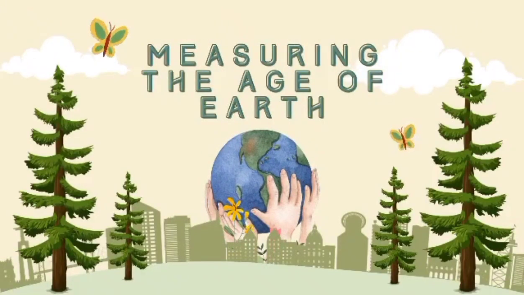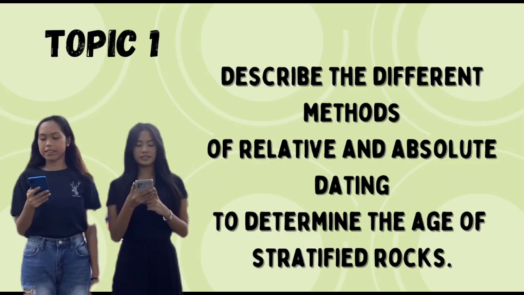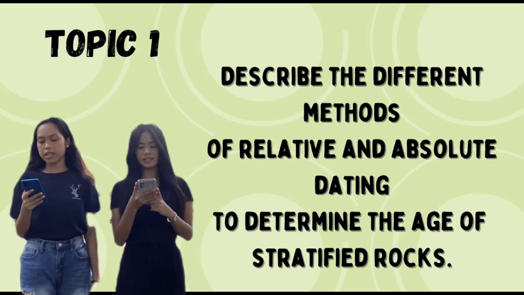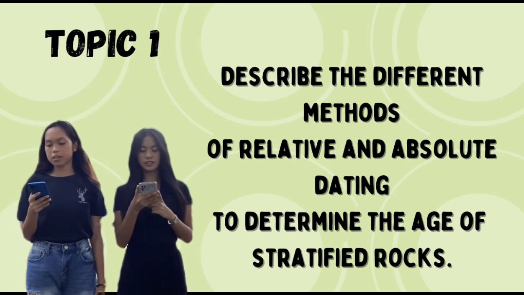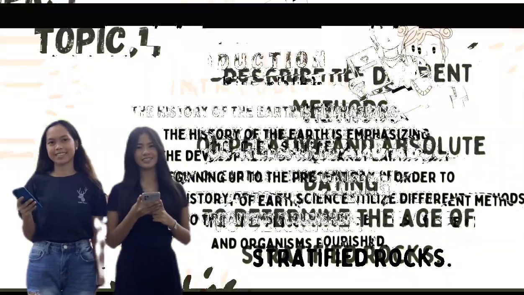Measuring the age of Earth. Topic 1. Describe the different methods, relative and absolute dating, to determine the age of specified rocks.